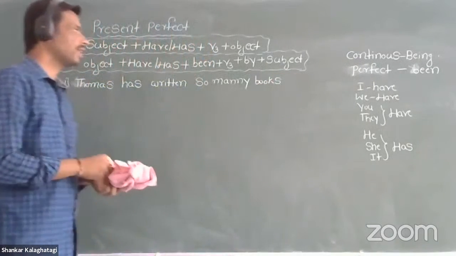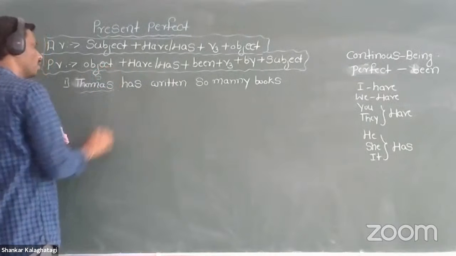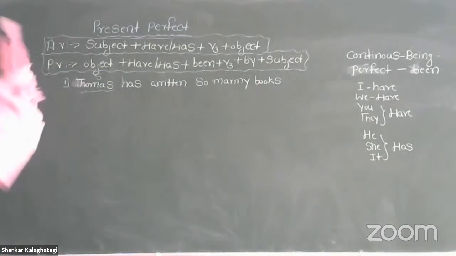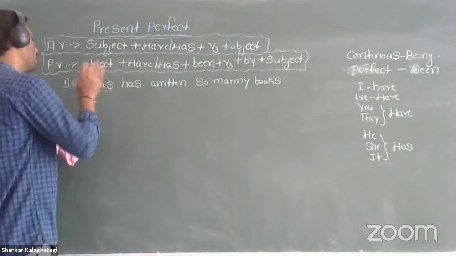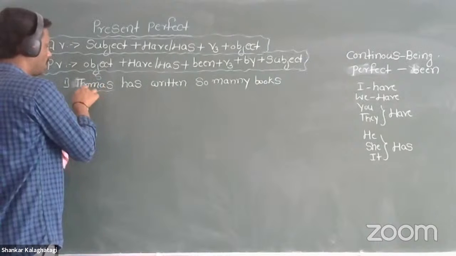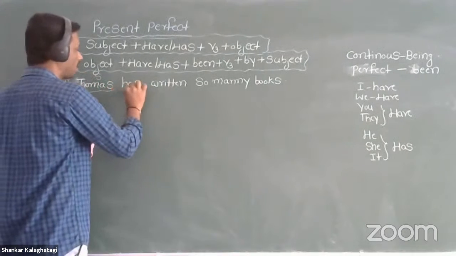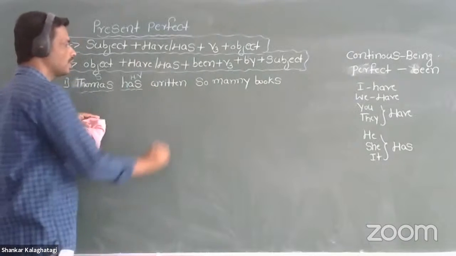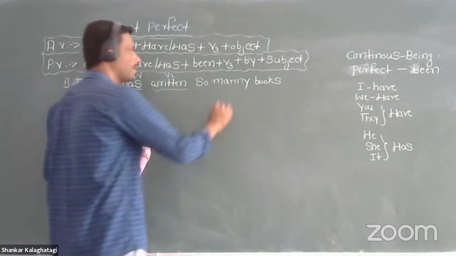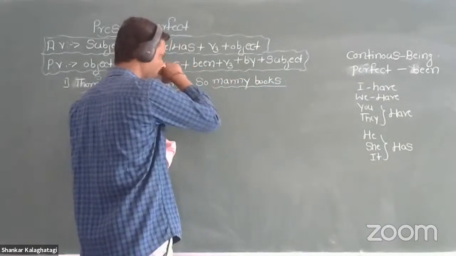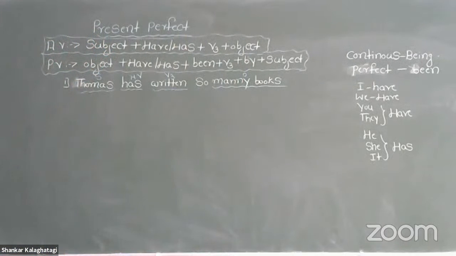Now, before going to change, one thing you have to identify: which is the subject there? Thomas is the subject. How to identify the subject? Here someone is doing or something is doing the action, so that is the subject, or if we are glorifying any noun, that is the subject. Now here Thomas is doing the work, so Thomas is the subject. Has is the helping verb. Written is the main verb, in the form of V3. Now, so many books. So is a kind of conjunction we use here. Many books is our object.